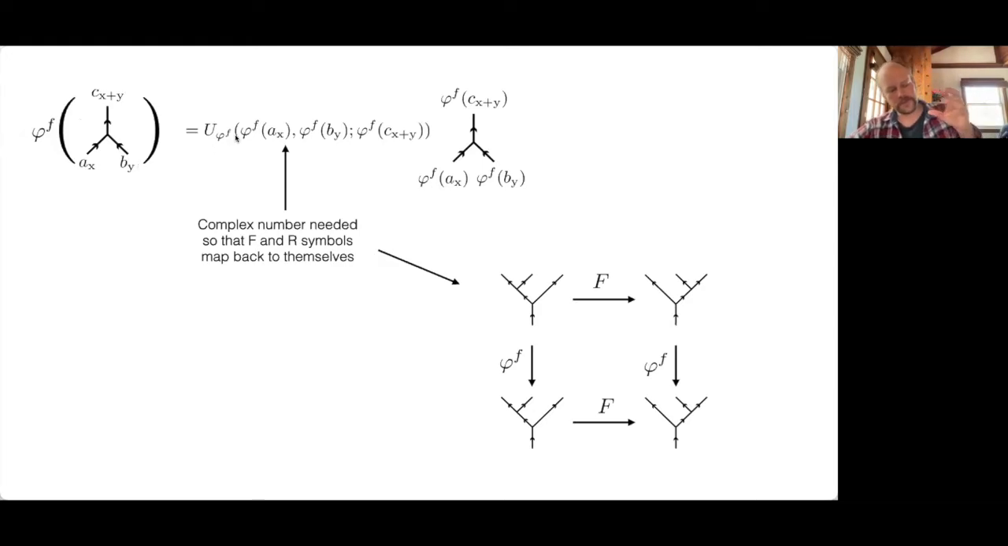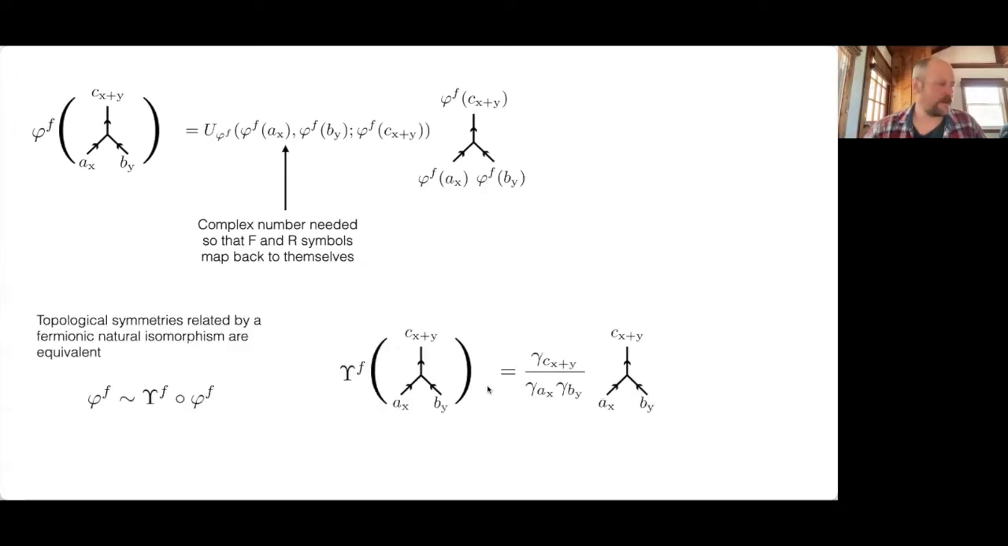Now, those u's that are multiplying the state are not arbitrary, but have to satisfy the consistency condition that I've shown at the bottom of the slide here. We should be able to associate and then apply the symmetry, or apply the symmetry and then associate, and find ourselves at the same result. All right, are there any questions at this point?